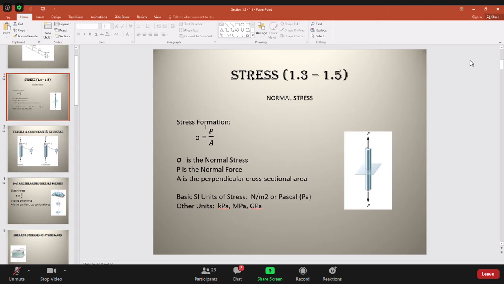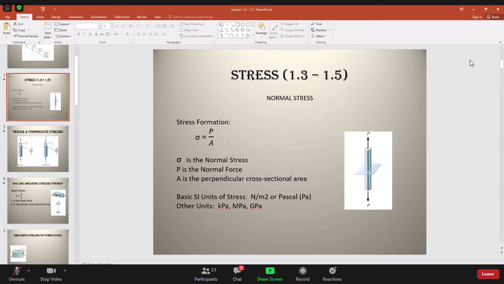And here is the formula given to you on this very slide. This is called a normal stress, for the reason that your force is perpendicular to the area on which it is acting. So normal as in perpendicular. Normal stress is represented by the Greek letter sigma, and sigma is equal to P over A. P is the load applied, and A is the perpendicular area of cross section, you can say. So sigma is equal to P over A.